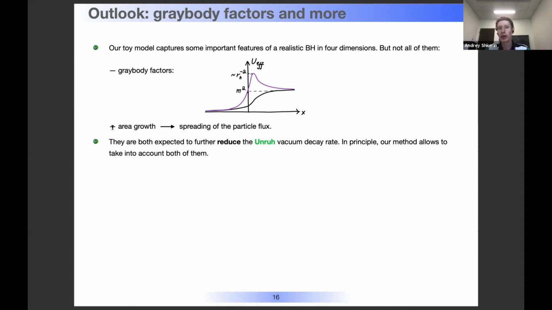And the second thing is the area factor. Because of area growth, it causes spreading of the particle flux. While again, in our model, the flux propagates in one direction, doesn't spread. So both these effects are expected to further reduce the Unruh vacuum decay rate. And in principle, our method allows us to take into account both of them. So this is work in progress.